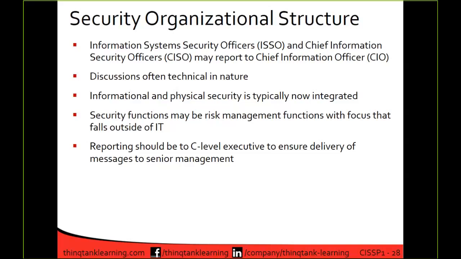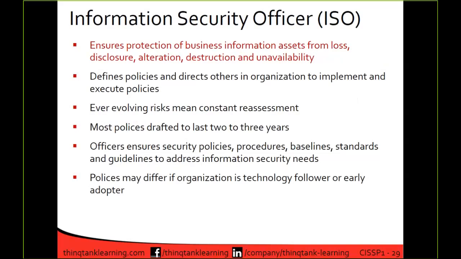Security functions may be risk management functions with a focus that falls outside of IT. Being the chief information security person, oftentimes a lot of your focus is on those technical controls, but it's going to involve the use of administrative or physical controls as well. And reporting should be to your C-level executives, right? The CISO or the ISSO is going to report to the CIO or even the CEO of the organization, or the board of directors, by the way, which is pretty much like a CEO of a company, right?